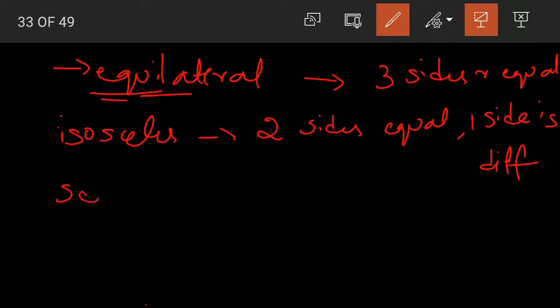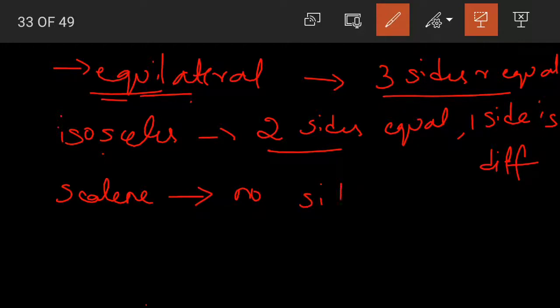Now what can be the last one? The last type of triangle is the scalene triangle. Now you can guess. Yes, in the first type we had all three sides equal. In the second we had only two sides equal. Now in the third type, that is the scalene triangle, no side is equal. All the sides of the triangle, that is all three sides, are different.